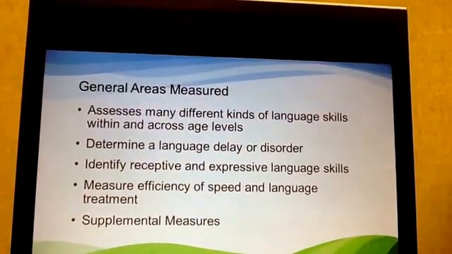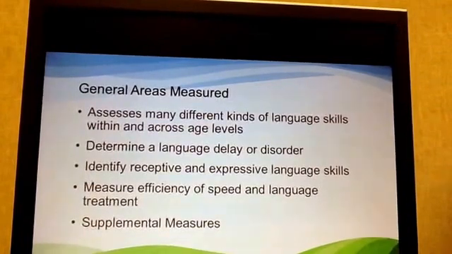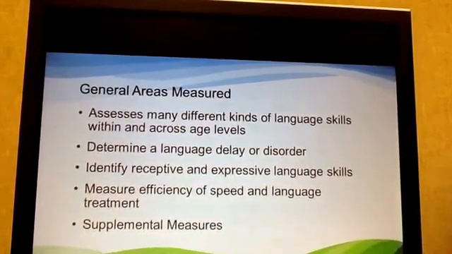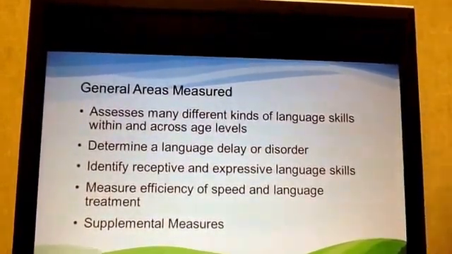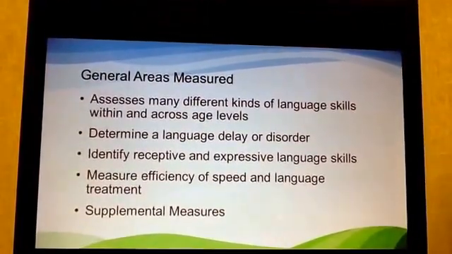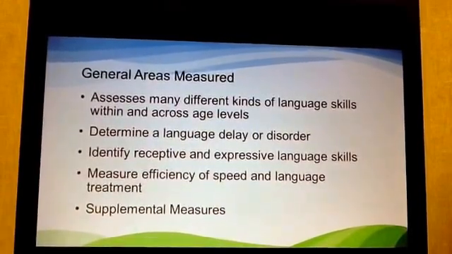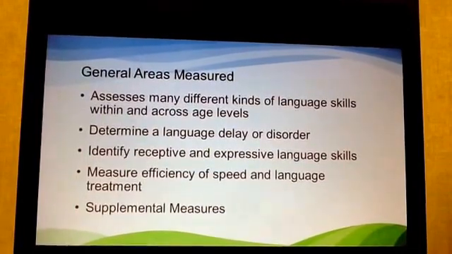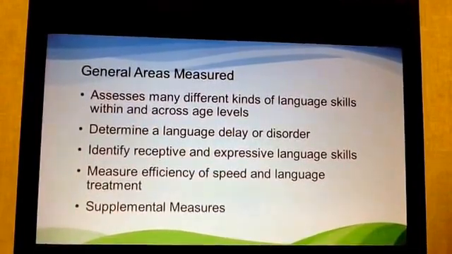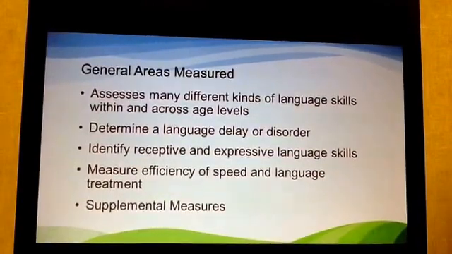There are some supplemental measures that the PLS provides as well. An articulation screener with visual stimuli is used for children ages 2 years 0 months to 7 years 11 months. A word list is provided that targets age-appropriate phonemes and easily identifiable visual stimuli. This articulation screener is very easy to use in that the clinician simply places a plus for correct productions and a minus for incorrect productions.